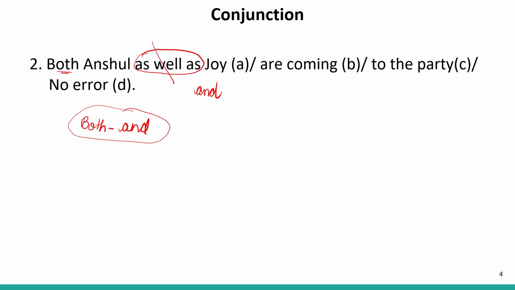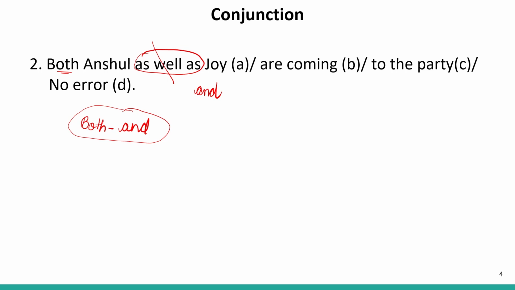Now many of you must be thinking that if we remove the word both from the sentence, will the sentence be correct? That is, Anshul as well as Joy are coming to the party. No, then also the sentence is incorrect. Because whenever we use as well as to join two sentences together, we use the verb according to the first subject. And here the first subject is Anshul, a singular person. And with a singular person, we need a singular verb. Therefore, are is also incorrect. Are should be replaced with is.